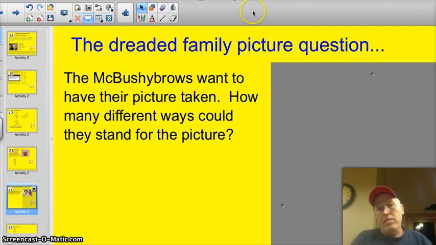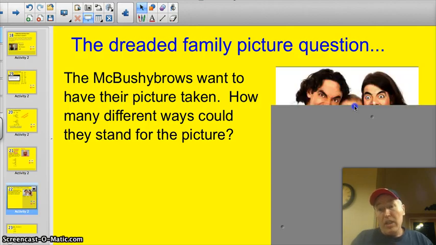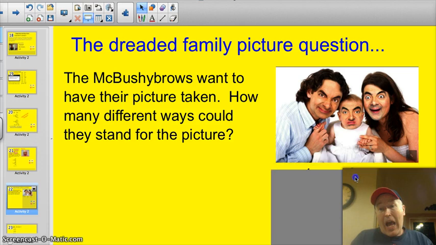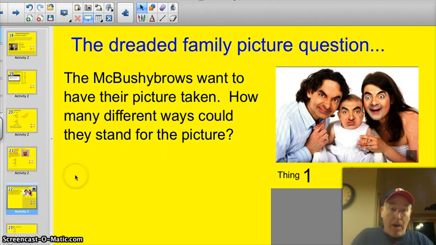Oh wait, you want to see the McBushy-Brows? I'm not sure if you do. You better get permission from your parents. Yeah. I'm just going to call these thing 1, thing 2, and thing 3. You know what I'm saying? All right. Well, we've had our fun.